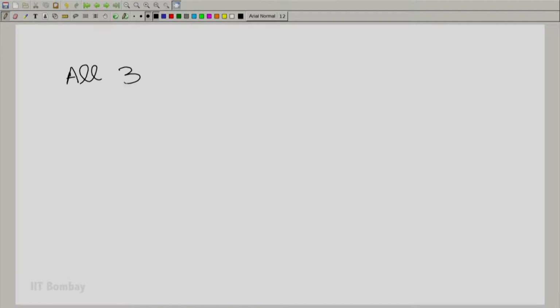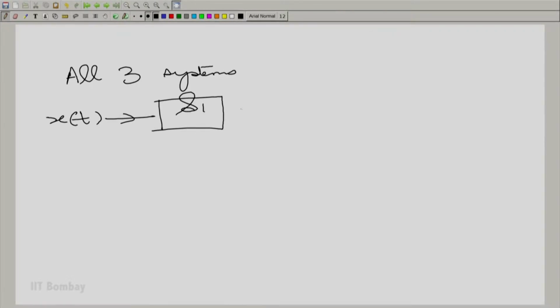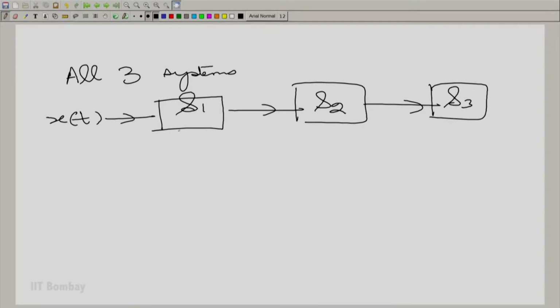So, we have two things that have happened for the first two systems. First, that there is an equivalent system, that is a consequence of associativity. Secondly, it does not matter in which order we put them. Now, let us bring in the third system also. So, let us now consider all three systems together. So, we have x(t) given to LSI system 1, given then to LSI system 2, and then to 3 with impulse responses h1(t). I am not saying impulse response explicitly, that is understood.